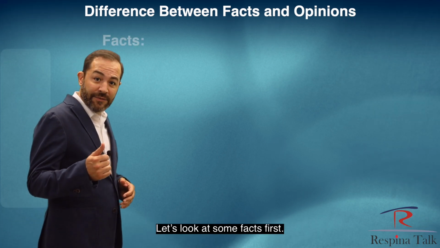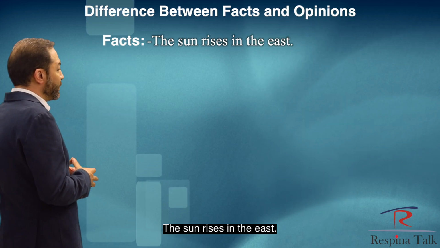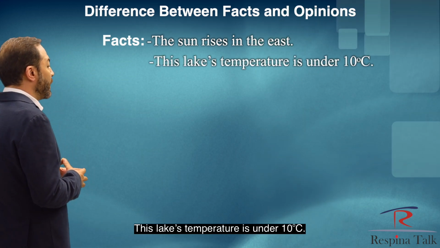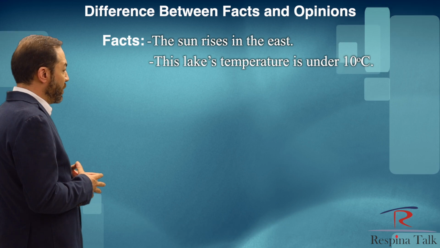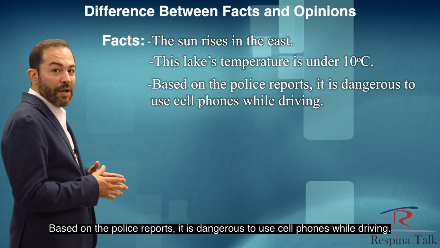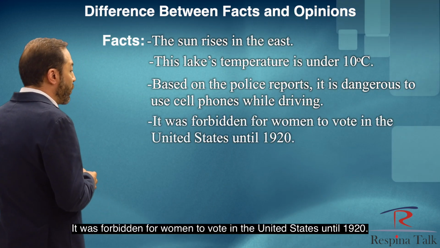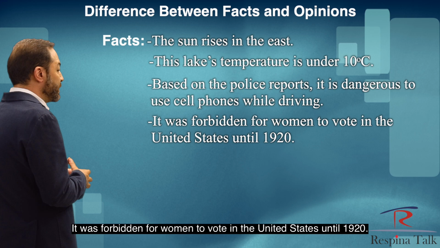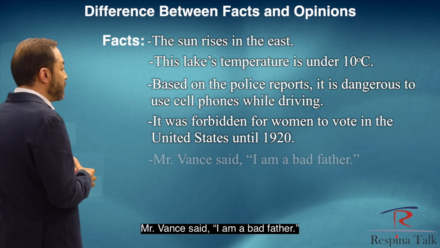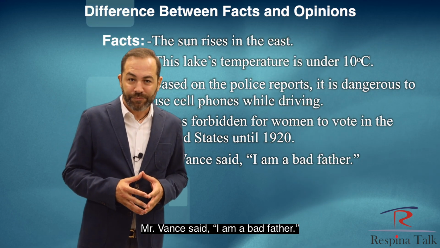Let's look at some facts first. The sun rises in the east. This lake's temperature is under 10 degrees. Based on the police reports, it is dangerous to use cell phones while driving. It was forbidden for women to vote in the United States until 1920. And Mr. Vance said, "I am a bad father."